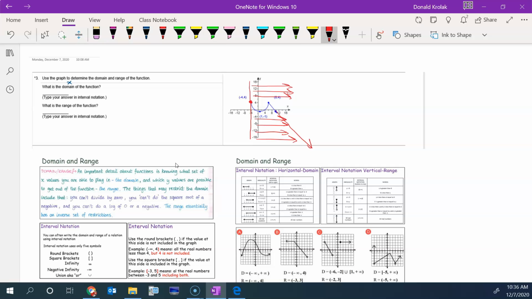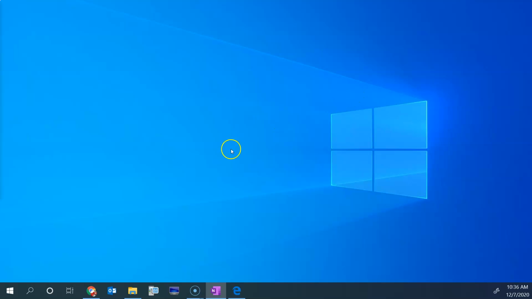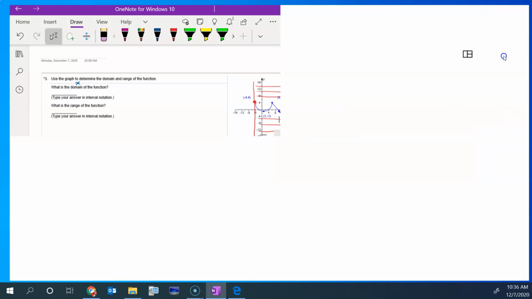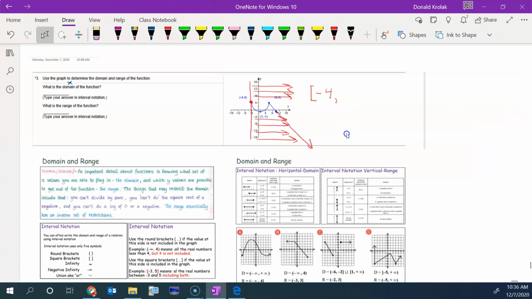So I can say that my domain is going to include negative 4 and then extend forever to the right, and that would be written as positive infinity. So this would be positive infinity.